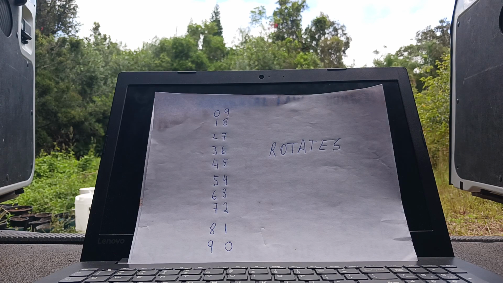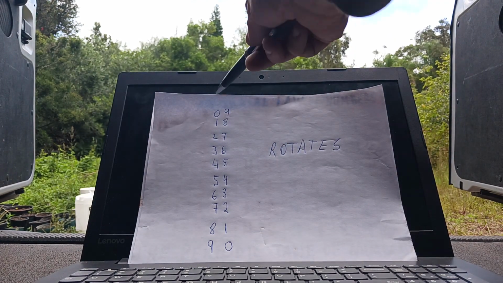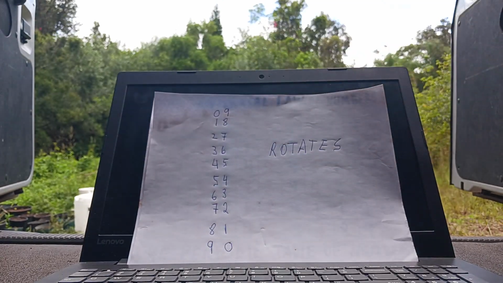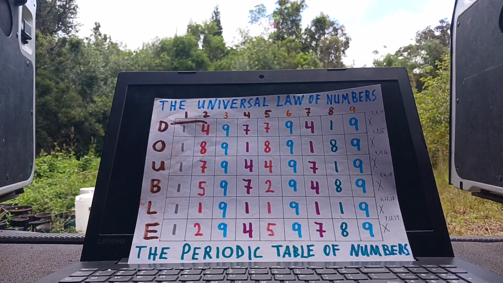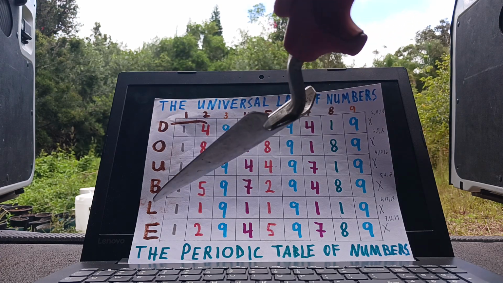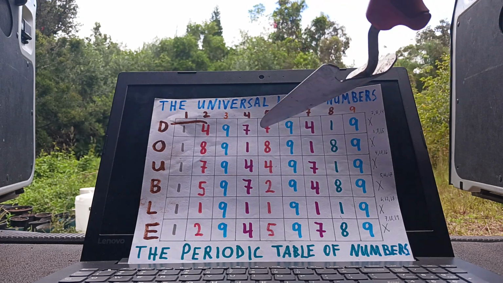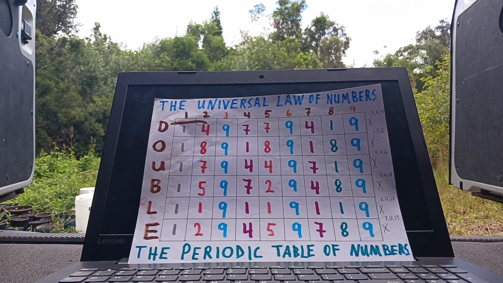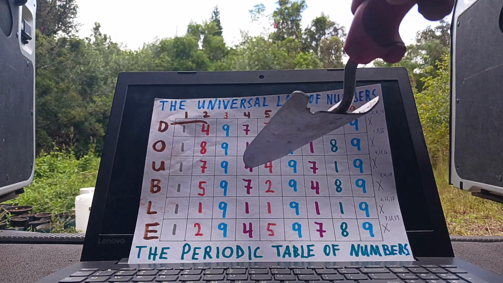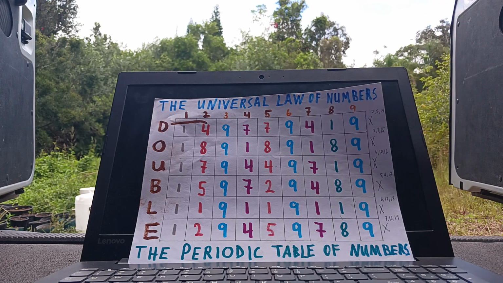9 does that. 9 times 1, 2, 3, 4, 5, 6, 7, 8, 9. So what we see in the universal law of numbers is 1, 2, 3, 4, 5, 6, 7, 8, 9, but we go 2, 4, 8, 7, 5, 1 in that direction, and 2, 4, 8, 7, 5, 1 in the other direction. We may go 7, 1, 4, 7, 1, 4 in that direction, and 7, 1, 4, 7, 1, 4 in that direction.